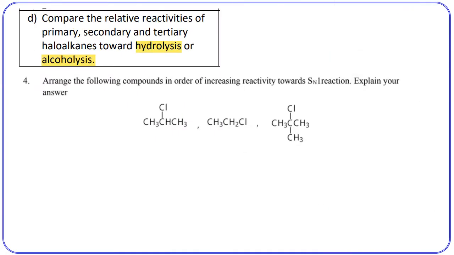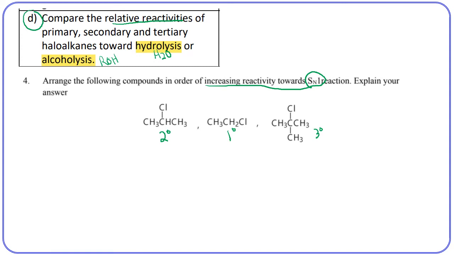Learning objective D, we need to compare the relative reactivities of different classes of haloalkane towards hydrolysis, which means it will react with water, or alcoholysis, which means that it will react with alcohol. So arrange the following compounds in order of increasing reactivity towards Sn1. So we know that this is the secondary haloalkane, this is the primary haloalkane, and this is the tertiary haloalkane.